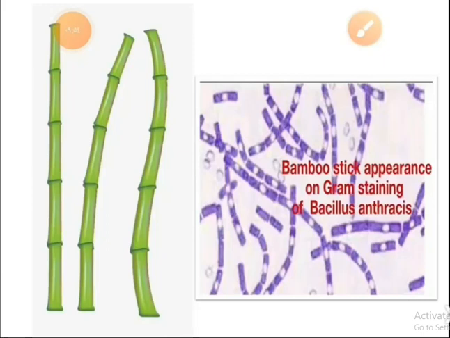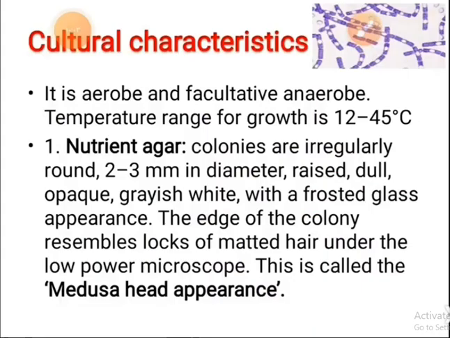This is the bamboo stick appearance on Gram staining of Bacillus anthracis, and its shape is similar to a bamboo stick. The microorganism is aerobic or facultative anaerobic, which means it can grow in the presence and absence of oxygen, in a temperature range from 15 to 45 degrees centigrade.